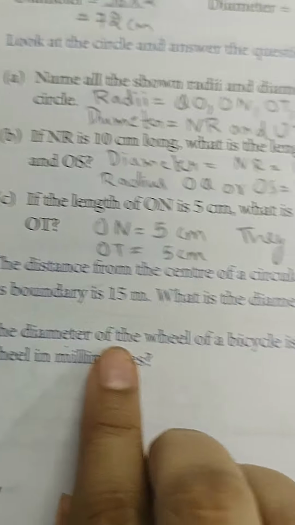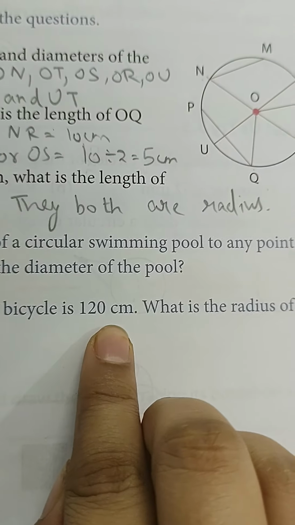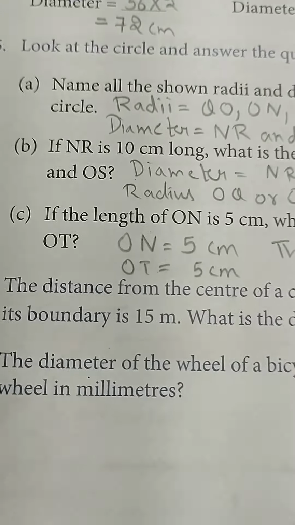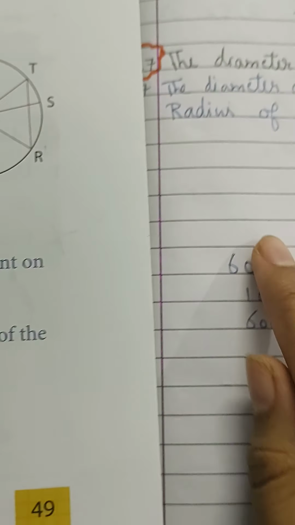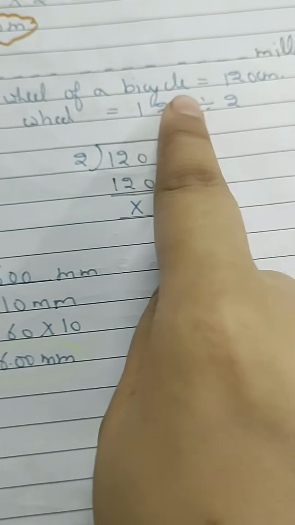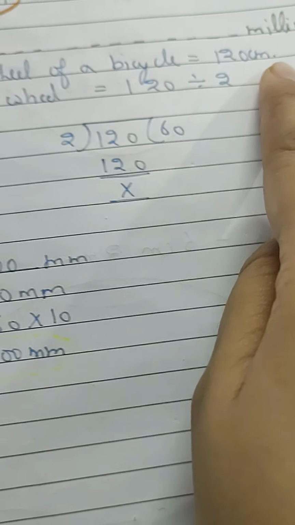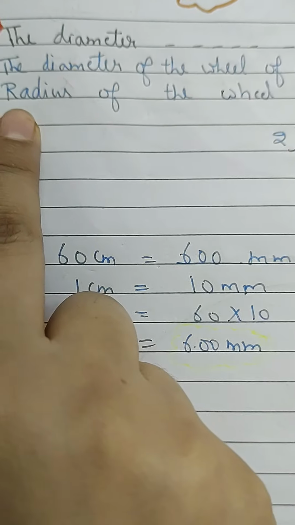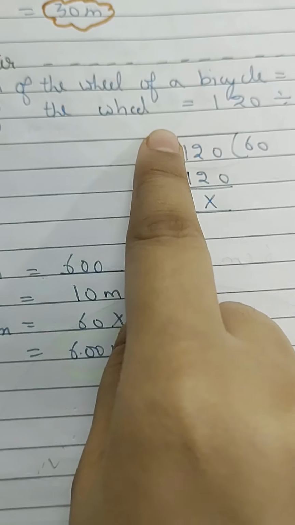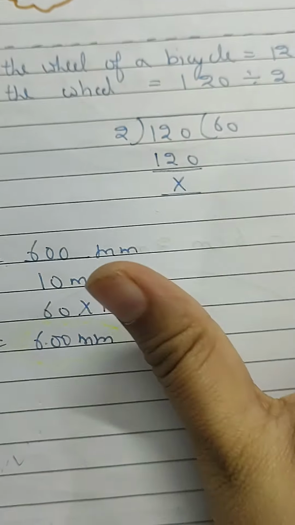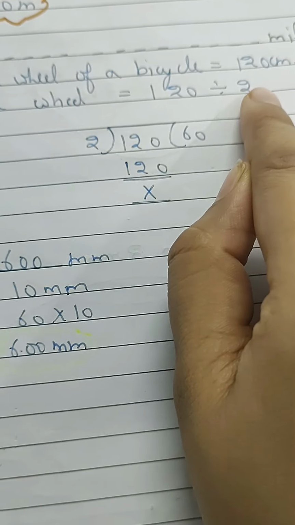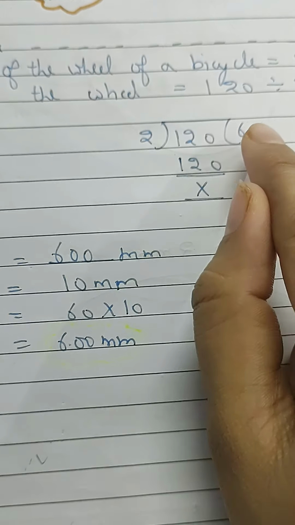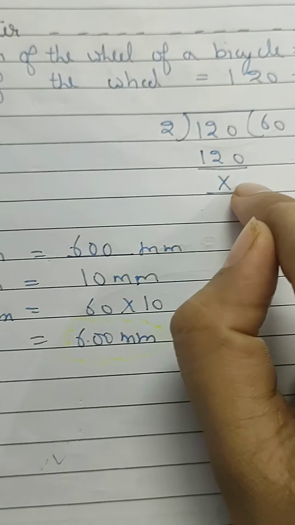Now the next question that we have is: the diameter of the wheel of the bicycle is 120 centimeter. What is the radius of the wheel in millimeters? Now millimeters we have to find out. The diameter of the wheel is given as 120 centimeter. We have to find out the radius first. So radius of the wheel is equal to diameter divided by 2, that is 120 divided by 2, which will be equal to 60.